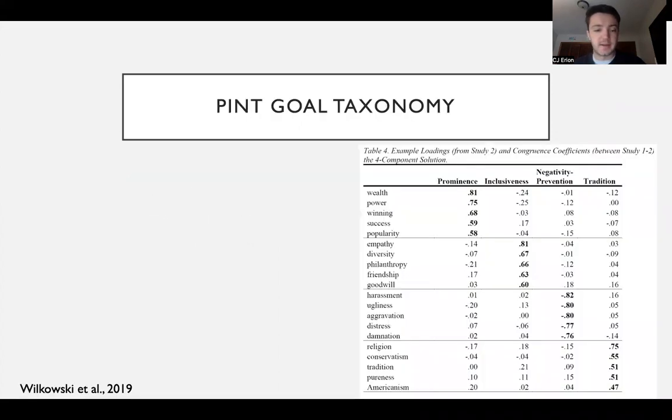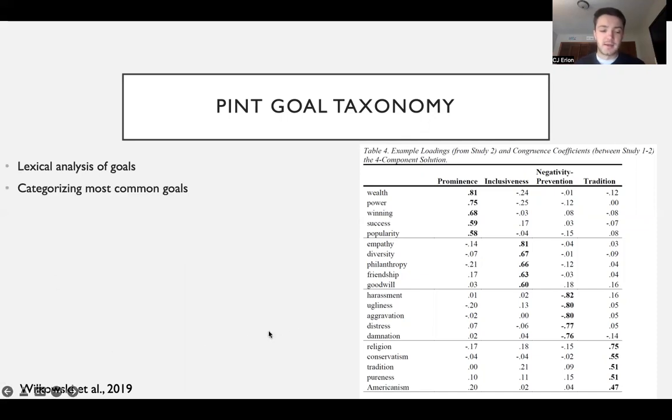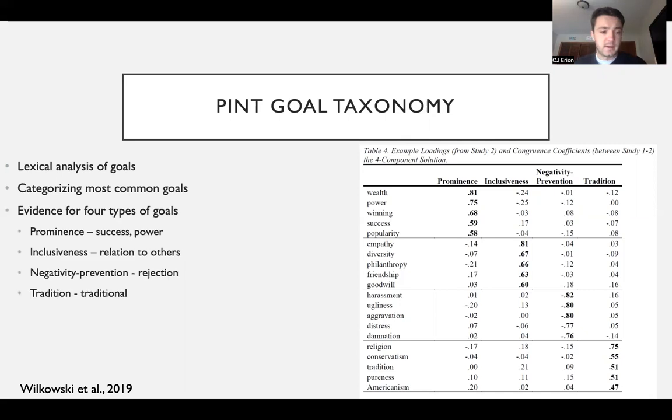Yeah, wide variety. So this PINT goal taxonomy gets at classifying four categories of popular goals, categorizing the most common goals. This was actually done by Ben Wilkowski and colleagues. He is a professor at the University of Wyoming. And so we have these four types. PINT for the PINT goal taxonomy.